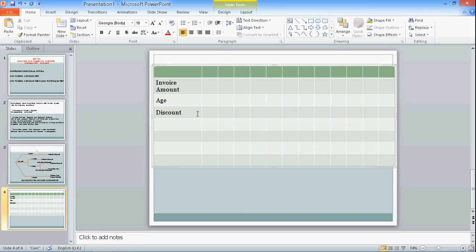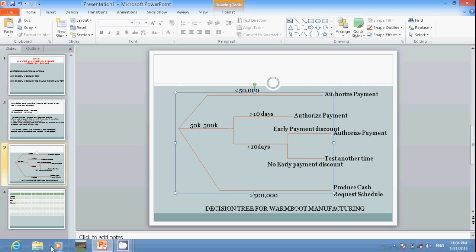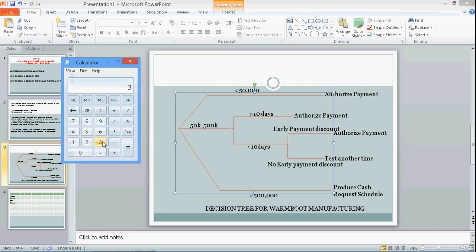Very good. Now how do we know how many times we will repeat? How do we fill our table? That is the next challenge. This is how we fill our table. We know that there are three possible conditions under the category amount: the invoice is less than 50,000, between 50,000 and 500,000, or greater than 500,000. So this category has three options, and we write 3 somewhere.